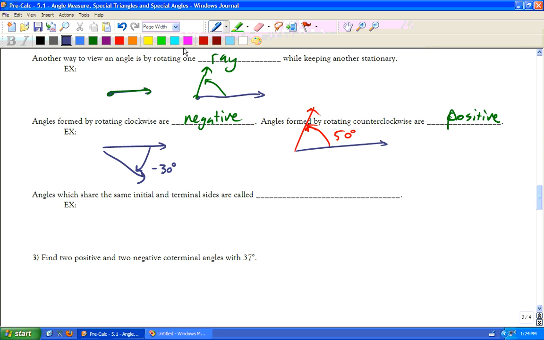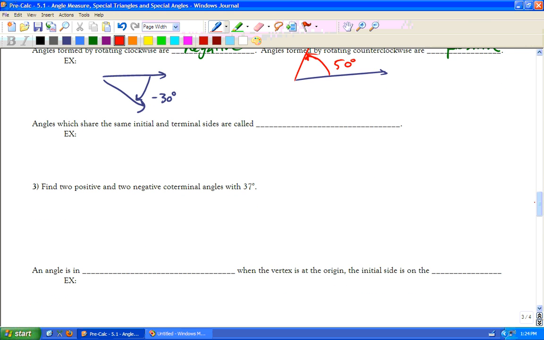These rays have different meanings and special names. The one that says stationary is called the initial side, and the one that we rotate to is called the terminal side. Terminal meaning ending, obviously.